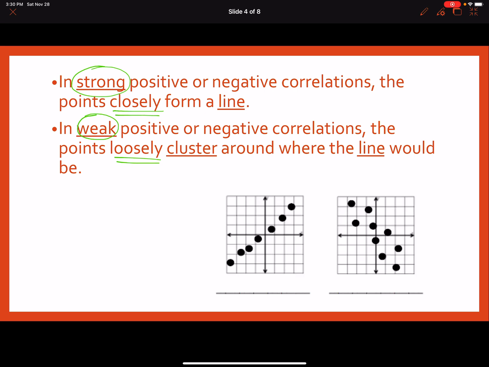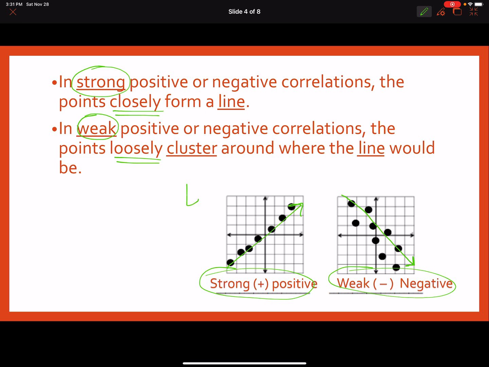Okay, we've got some examples down here at the bottom. You can see this first one on the left. Those are closely forming a line. Here, you could put a line there, but notice they are loosely clustered around the line. So we have a weak negative, and we have an example of a strong positive. So these are just examples. You could also have a strong negative and a weak positive as well.